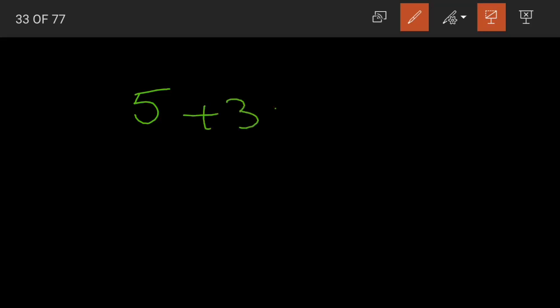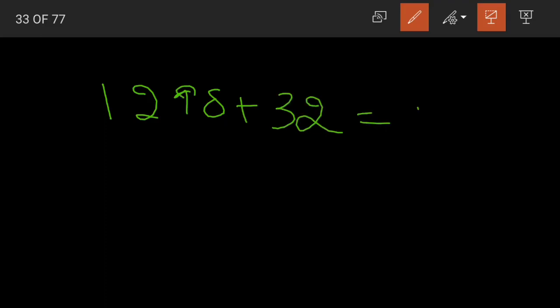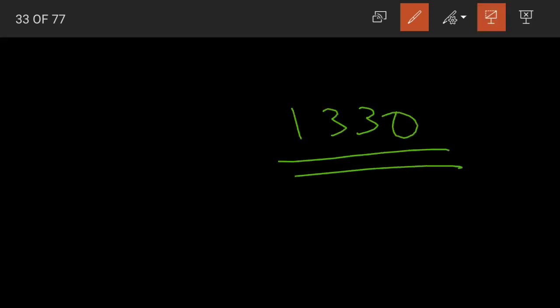When I add 5 and 3 together, I will get 8. Yes, from this 8, after paying 5 rupees, 3 rupees are left. Okay children, now that is the same concept we have applied here. See, after paying 1298 rupees, he had 32 rupees with him. That means, how much did he have at first? He had 1330 rupees at first. Understood?